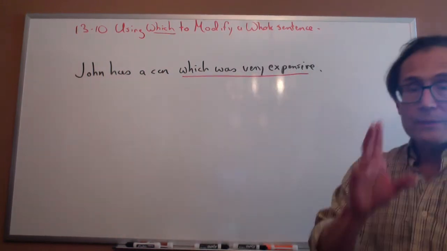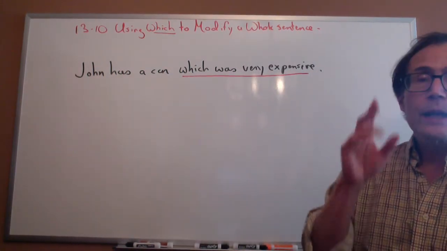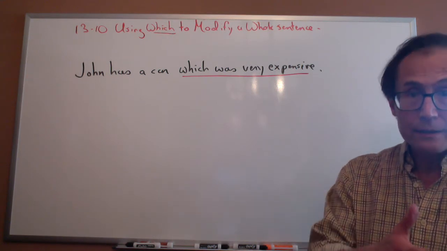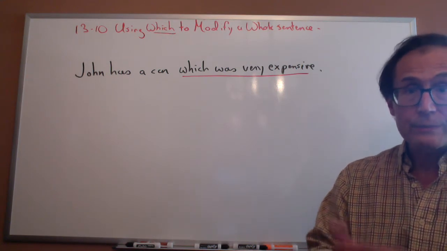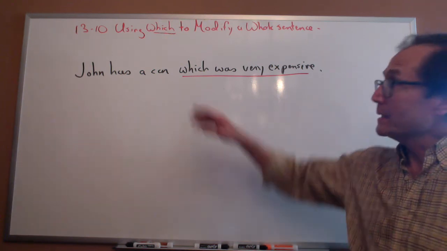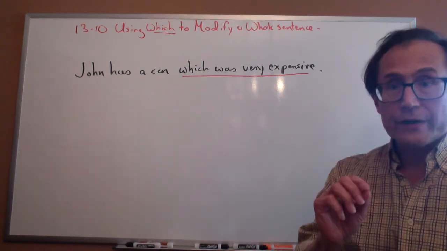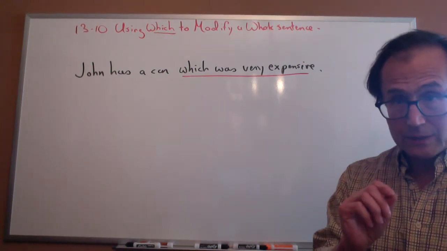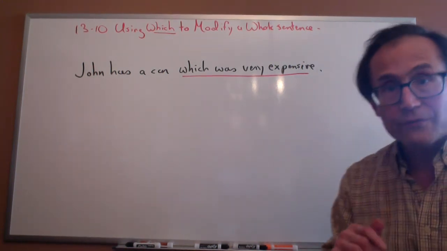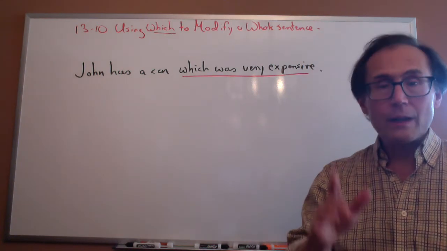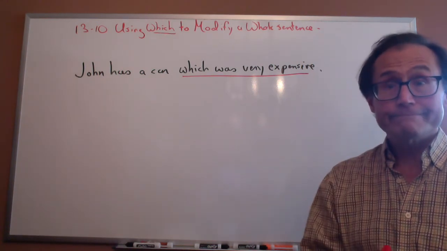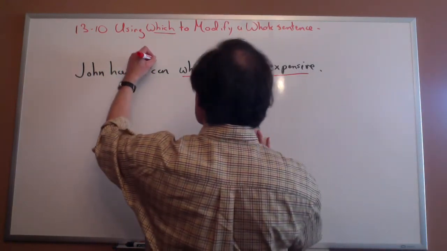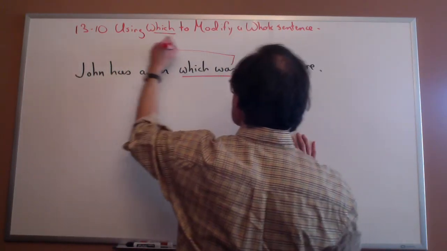Now, something that we learned earlier is an adjective clause always gives me information about a thing. It always gives me information about a noun. So, in this sentence, which was very expensive, what is that adjective clause telling me about? About a thing. Okay. So you probably figured out it's telling me about the noun car, and that's absolutely right.